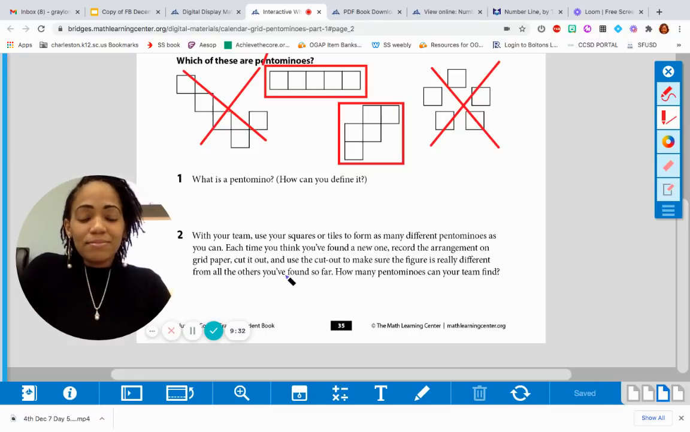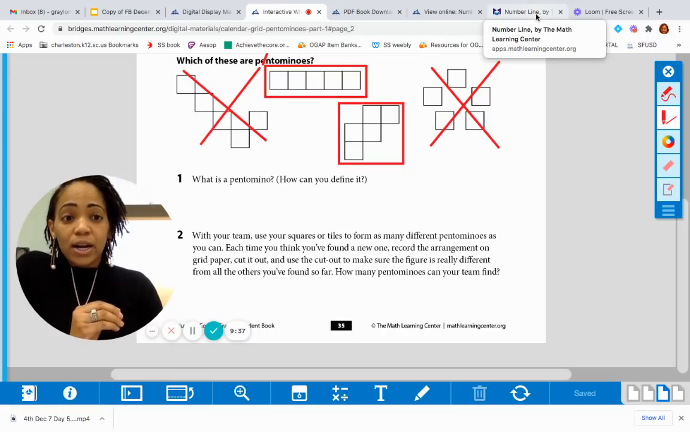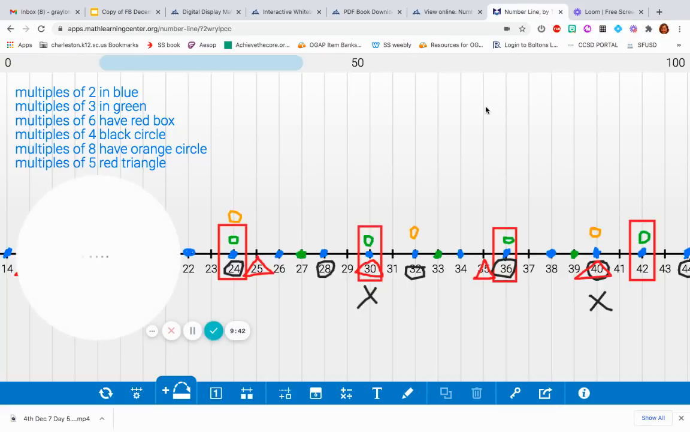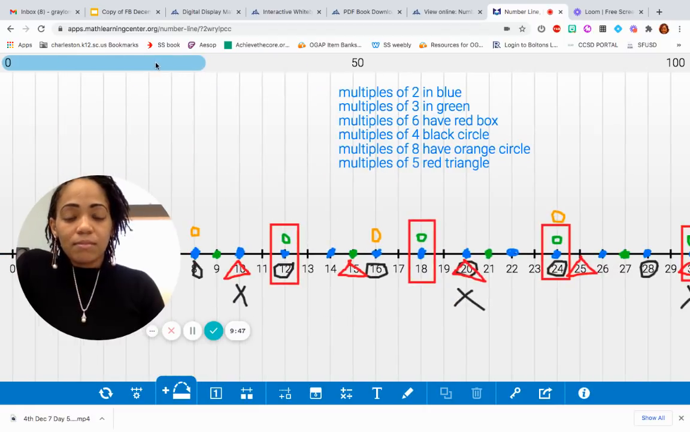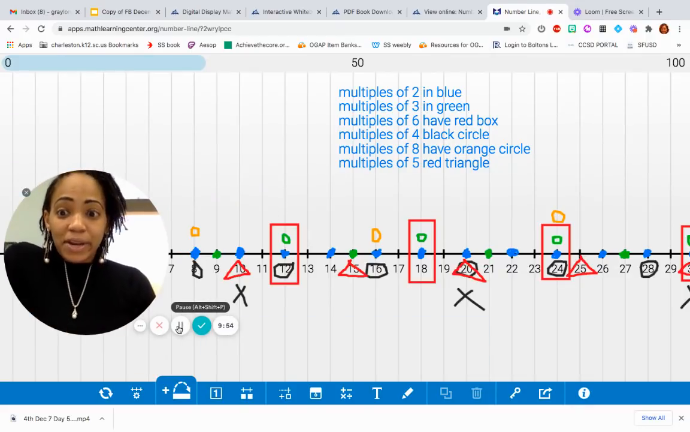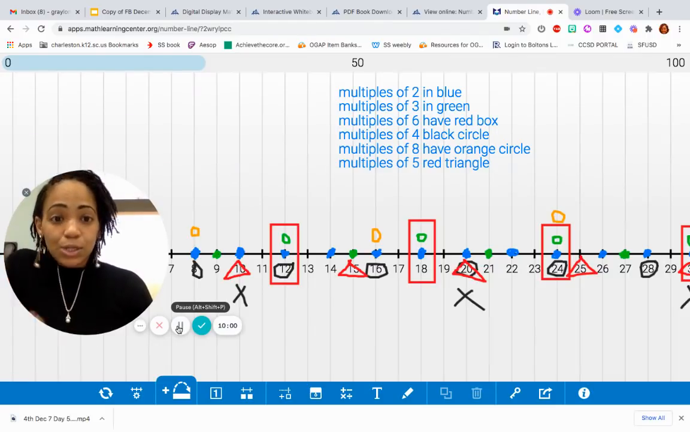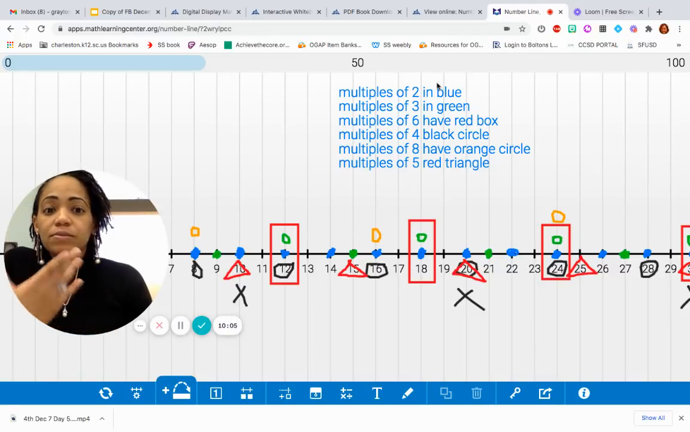All right. Well, now we are going to move on to our multiples. What is a multiple? Do you remember? All right, great. Multiples, when you're counting by a certain number, every number you land on is considered a multiple of that number. So we have here listed multiples of 2, multiples of 3, 6, 4, 8, 5.